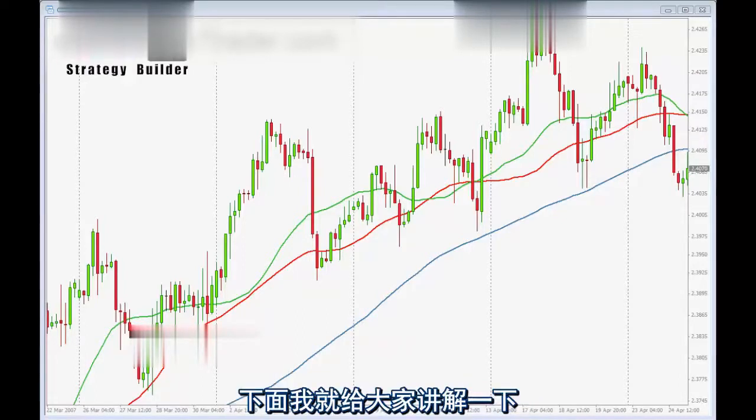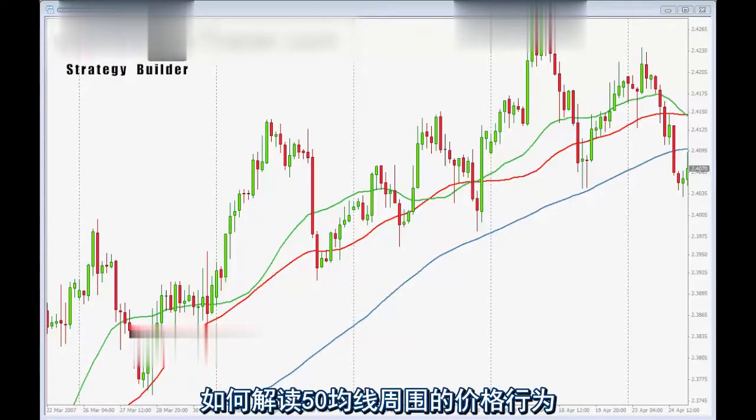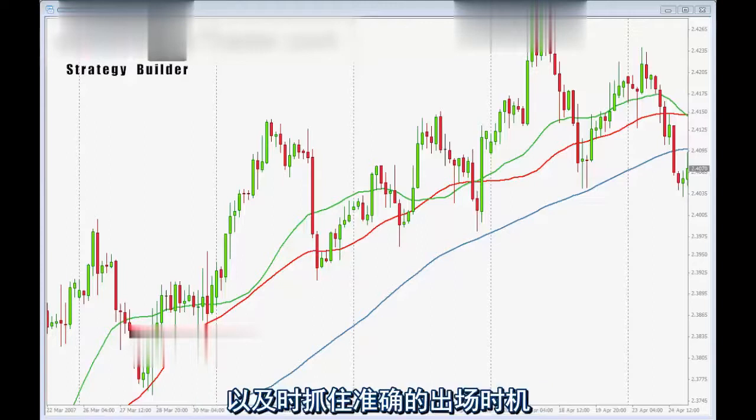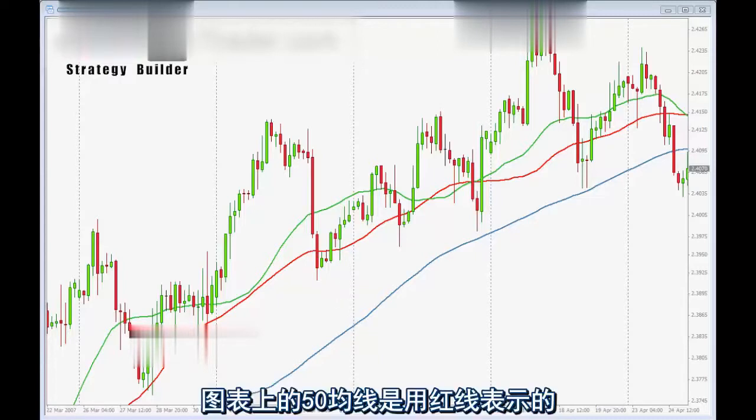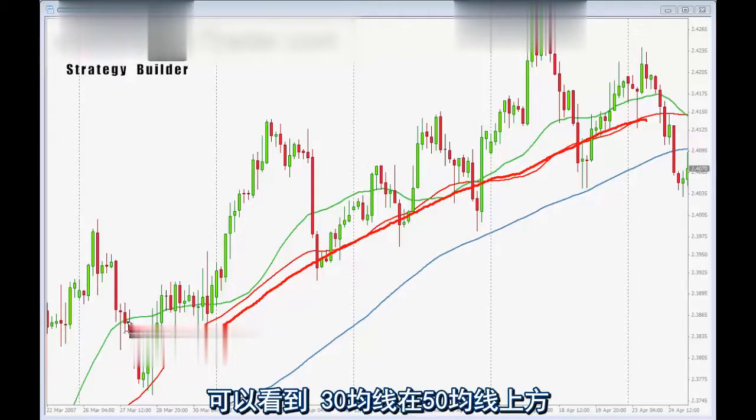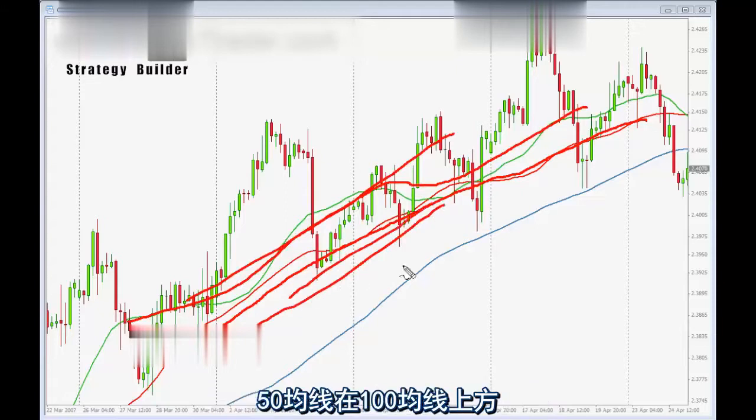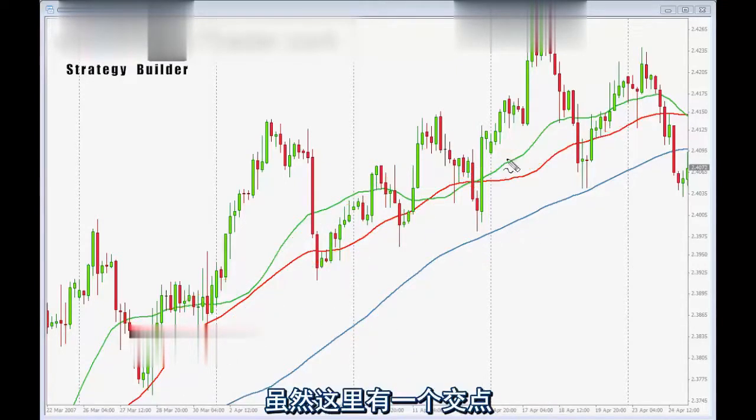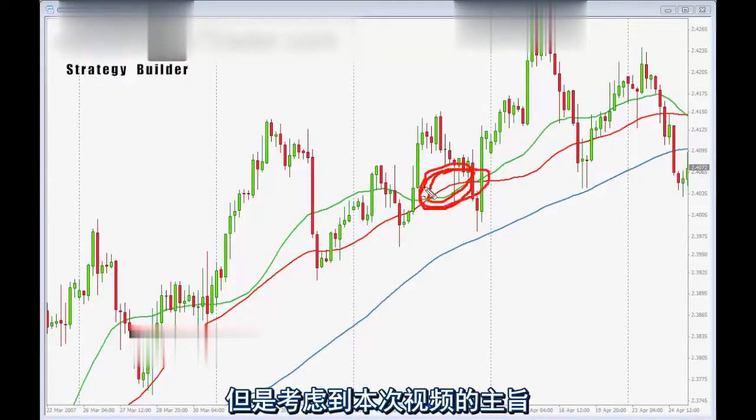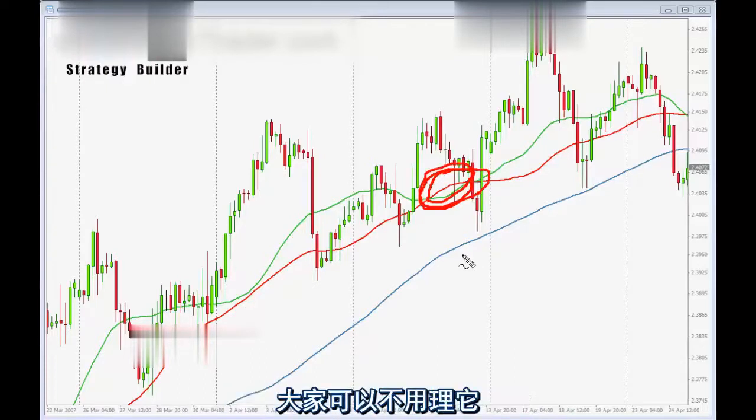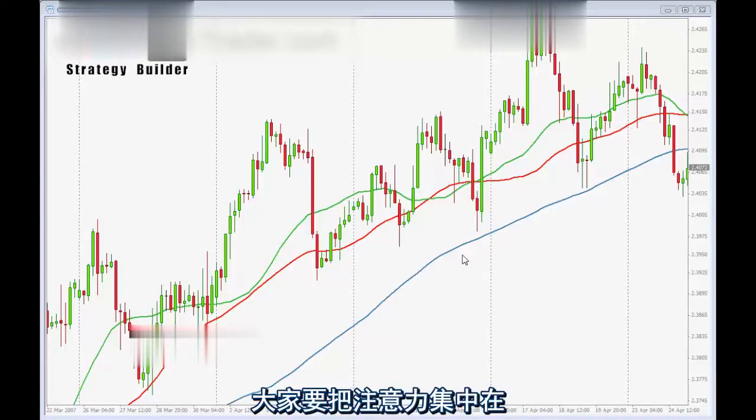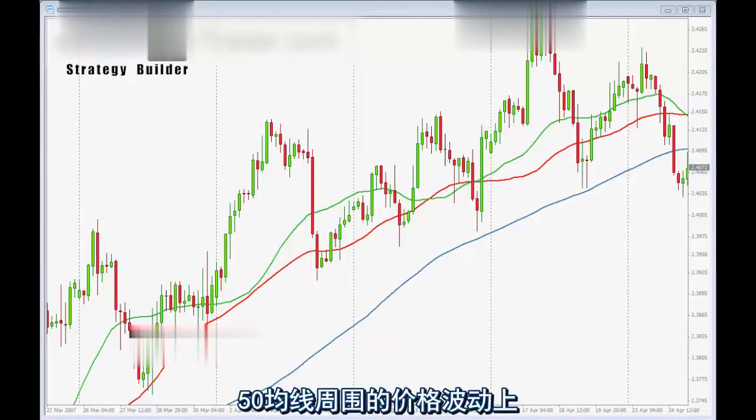And I'm going to show you how to read price action around the 50 simple moving average, in order to realize in advance that perhaps we might want to let this trend pass by without taking any trade. As usual, my 50 simple moving average is marked in red, okay? As you can see, most of the time we see the 30 moving average above the 50, and the 50 above the 100. We have a small crossover there, but for the sake of this video, let's not pay any attention to that, okay? I just want you to focus on price around the 50 simple moving average.